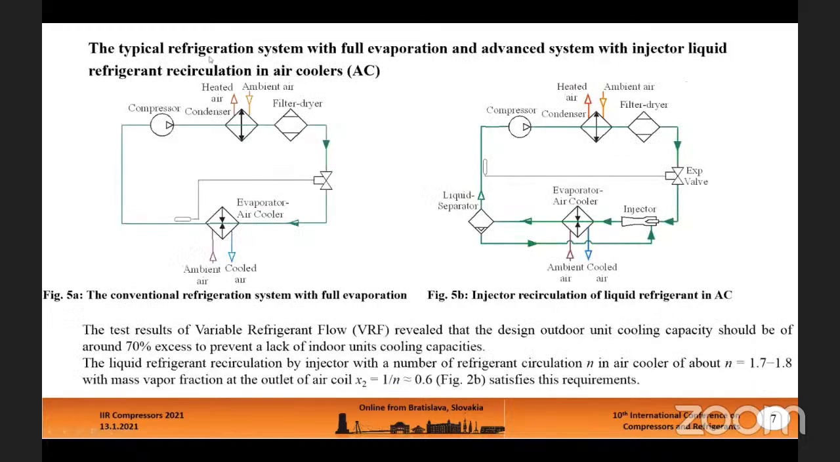Here you see the typical scheme of the refrigeration machine with full evaporation, and the proposed refrigeration machine with injector circulation of liquid in the evaporator. The liquid refrigerant circulation by injector with the number of refrigerant circulation of about 2, with mass vapor fraction at the inlet of about 0.5, satisfies these requirements.